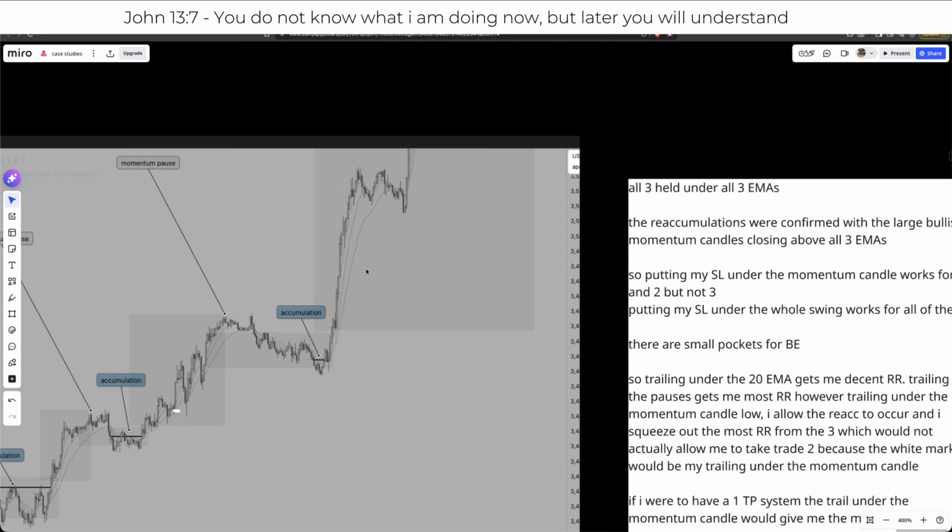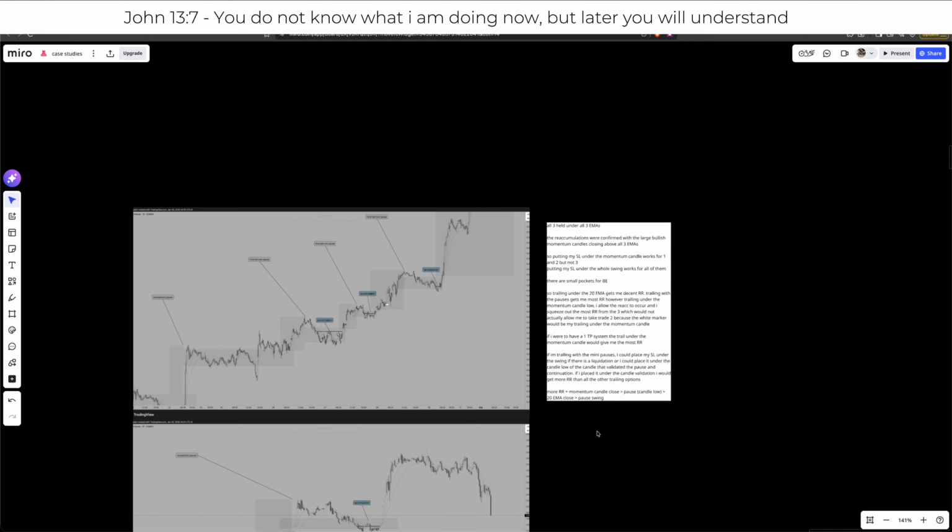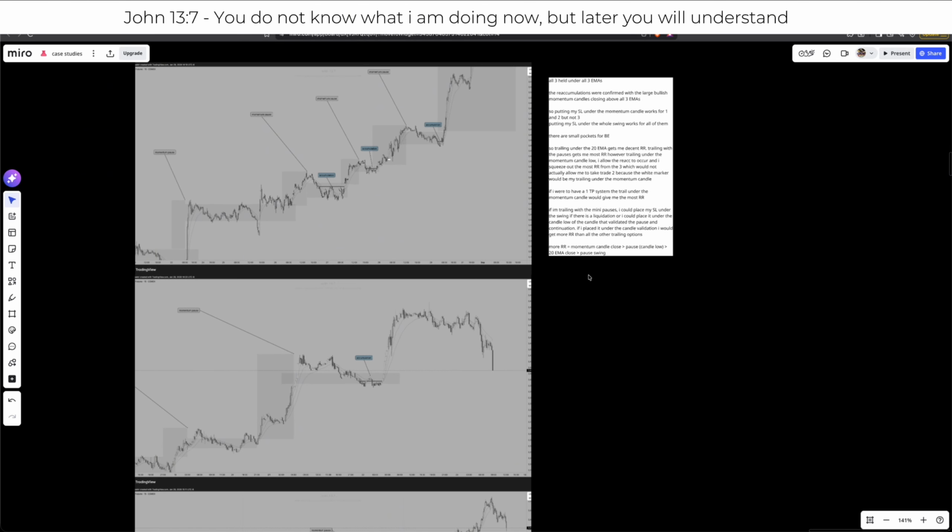Momentum. You have the pause just under here, stop loss. Momentum. Pause. You have the swing low, pause. You have the candle low here. This is also momentum. So this would give you the same. Under the 200, I would get a lot less, but you'd give it time to breathe here. Aggressive gives me more RR for sure.